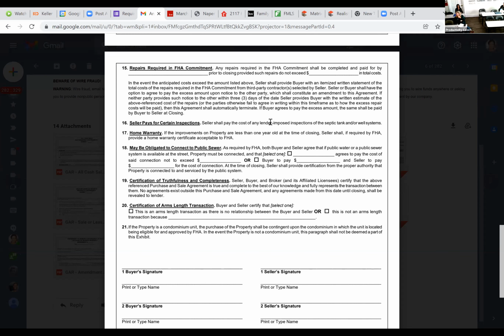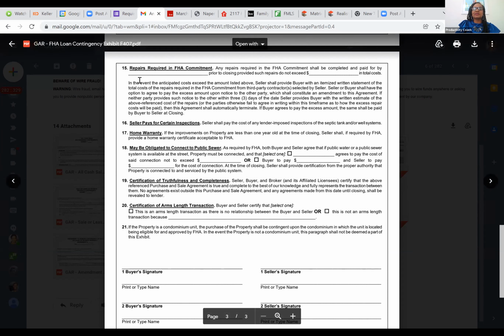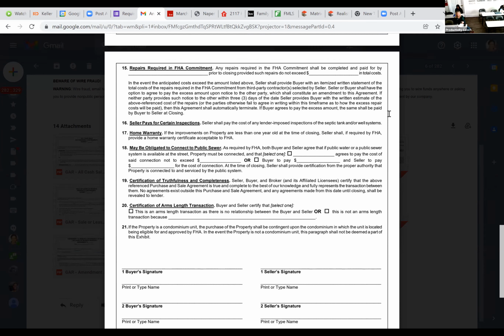I have a question, Ms. Authurine. Yes. So what happens in that blank if you put something like $300 and what needs to get fixed is $500? Oh, okay, that is fantastic, because this whole statement right here, underneath here, says anybody can pay for the difference of that. The buyer agrees to pay the excess amount. Okay. Thank you. All right, cool.